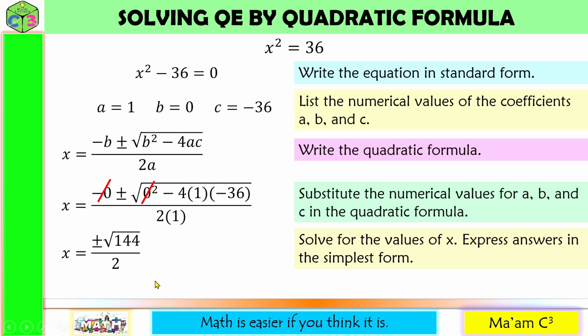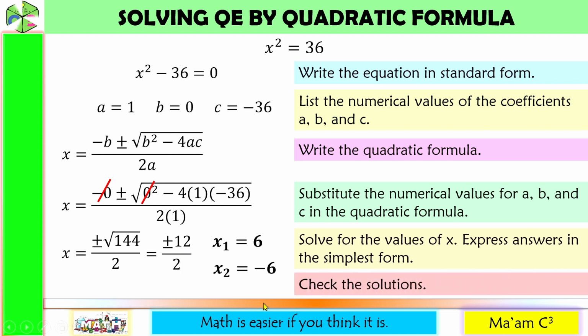The square root of 144 is equal to 12. So it means the first value of x is positive 12 divided by 2, and that is equal to 6. And the second value is negative 12 divided by 2, that is negative 6. And last step, we have to check the solutions. We already solved this problem and checked the roots when we discussed solving quadratic equation by extracting the roots. Hence, our answers x equals 6 and x equals negative 6 are correct.